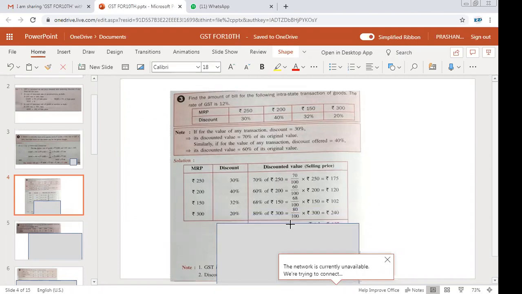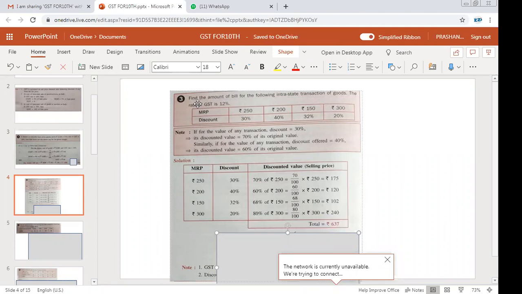Then the last one: on 300, 20% discount. Obviously if the discount is 20%, the discounted value will become 80% of rupees 300. So 80% of rupees 300 will become rupees 240. So 175, 120, 102 and 240 are the actual selling prices. For the person, what will be the total selling price? Obviously 175 plus 120 plus 102 plus 240, and that adds up to 637 rupees, students. By now we have not considered the GST.